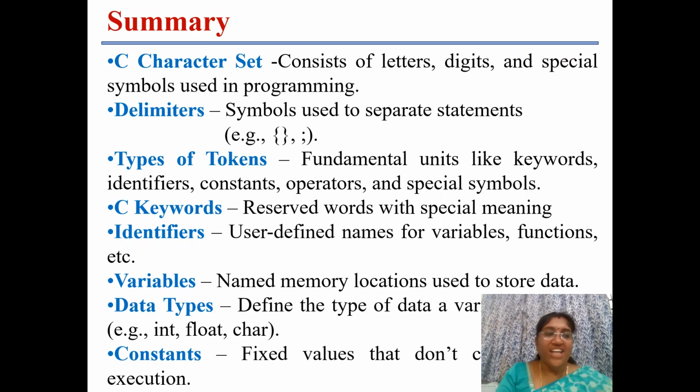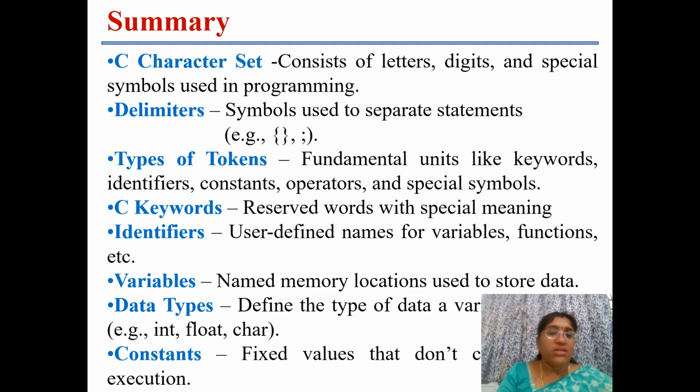This is the last section in this presentation. Throughout this section, we discussed the introduction to C programming. The C character set includes the building blocks of a C program. It includes letters, digits, special symbols, and white space characters. Delimiters are symbols used to separate individual parts of the program. For example, the semicolon is used to terminate a statement.